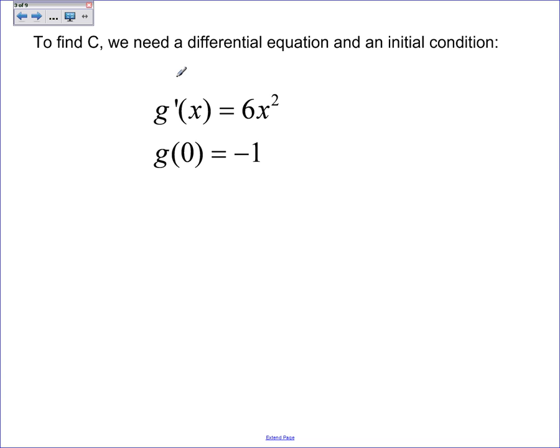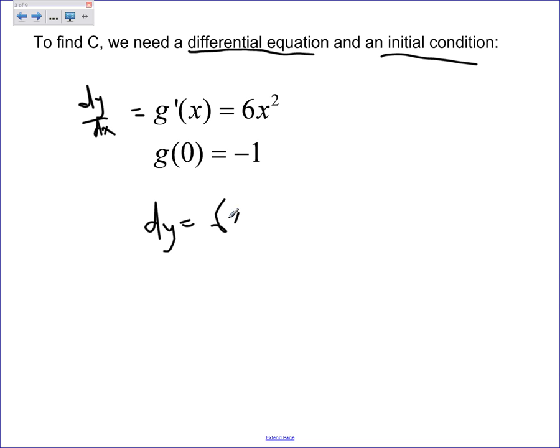So we need a differential equation, which is just an equation that has a derivative in it, and an initial condition. Here's my differential equation. It's an equation of a derivative. I'm going to rewrite g prime of x as dy/dx, so dy/dx is equal to 6x squared. We're changing that into differential form, which we used just prior to starting this unit.